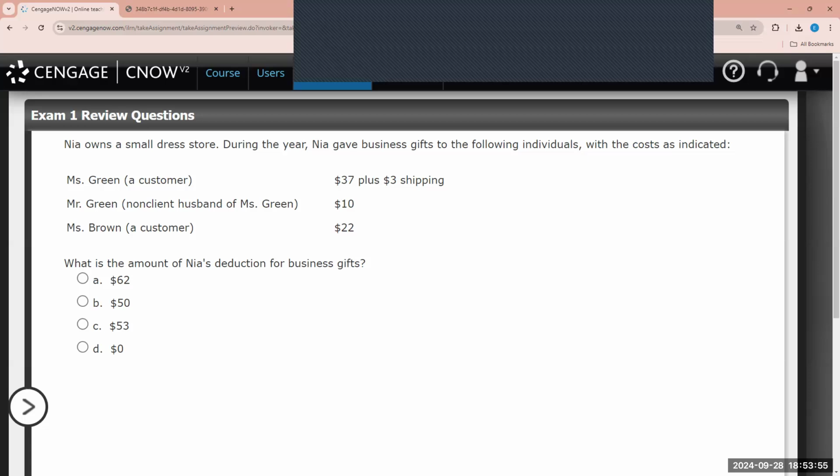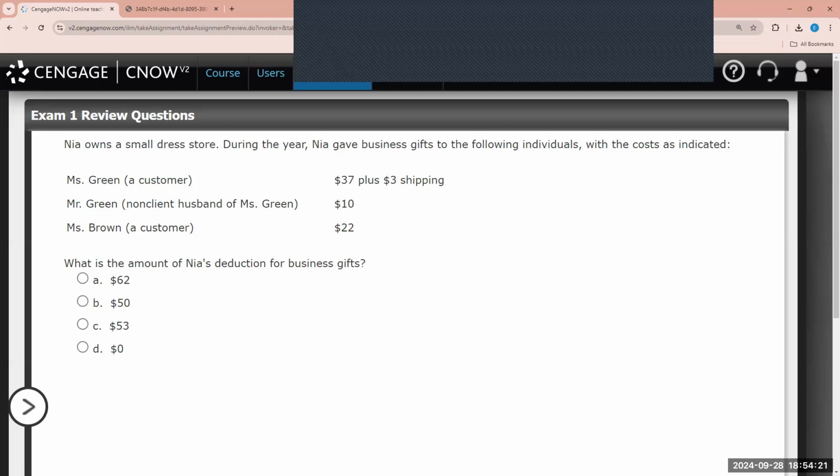Next question states, what is the amount of Nia's deduction for business gifts? Nia owns a small dress store. During the year, Nia gave business gifts to the following individuals with the costs as indicated. Ms. Green is a customer. Mr. Green, who is the non-client husband of Ms. Green, was given a gift of $10. Ms. Brown, a customer, was given a gift of $22.